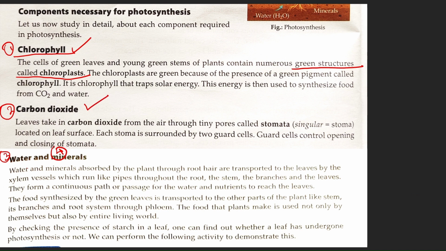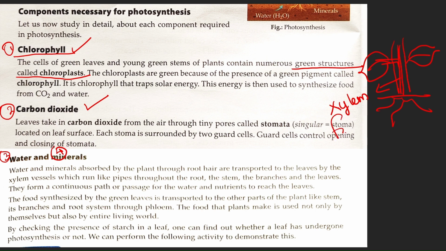Next comes water. Water and minerals absorbed by the plant through root hair are transported to the leaves by xylem vessels. If you draw just a small diagram, imagine this is a plant, and you have the leaves and the whole. The water and minerals from the roots are absorbed by the plant and transported to the leaves. This vessel is called xylem. It runs like pipes throughout the root system, the stem and the branches of the leaves. So the pipes that carry water and minerals to the leaves are called xylem.